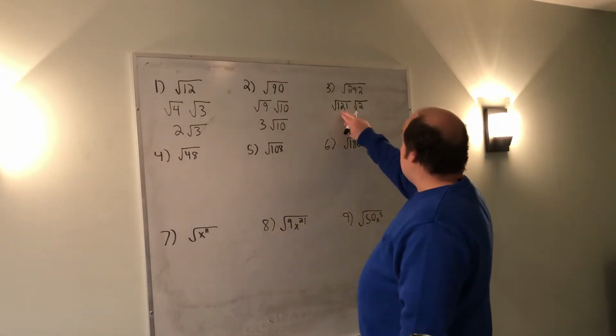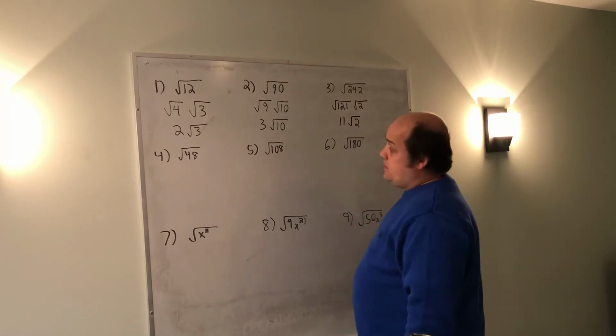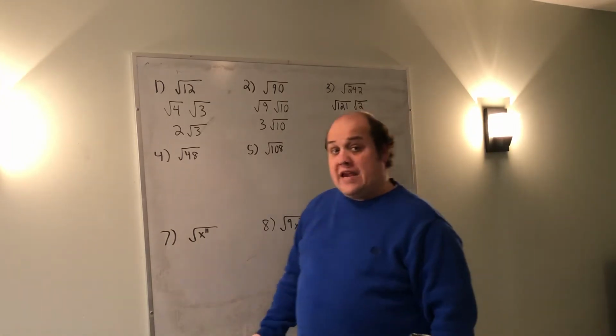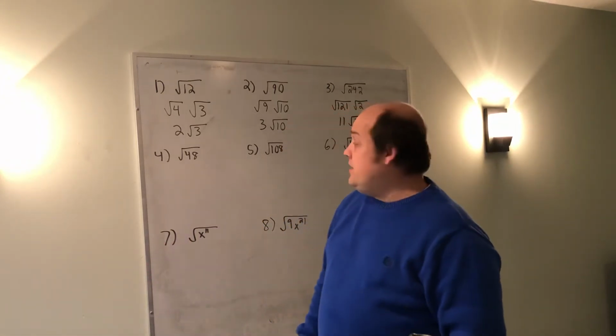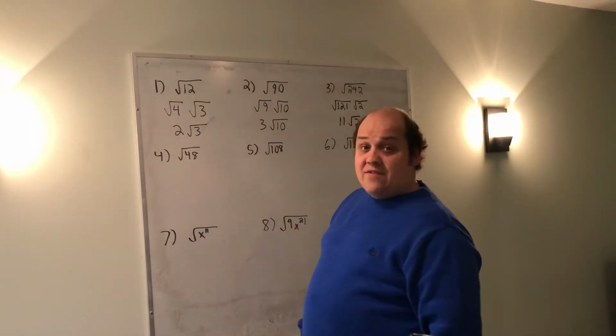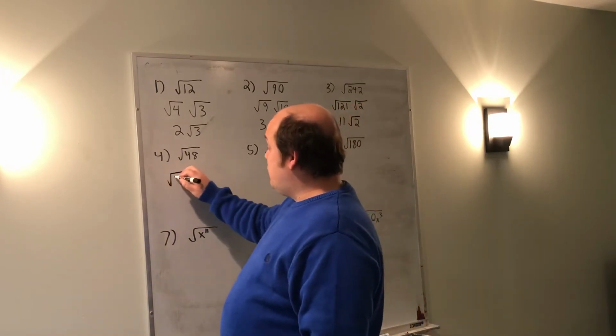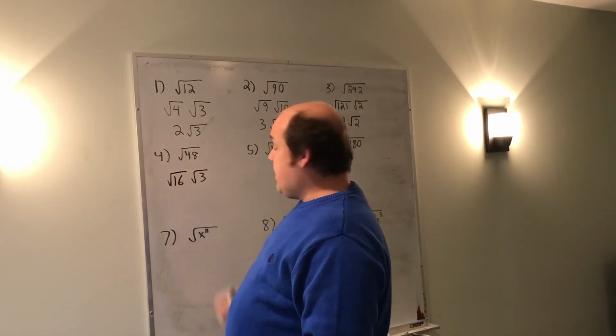In this case, the root of 121 becomes 11, and the root of 2 gets left behind. When we go to try 48, 49 is too big, so I start with 36. 36 doesn't work. Try 25, 25 doesn't work. Try 16, 16 does work. This turns into the root of 16 times the root of 3.